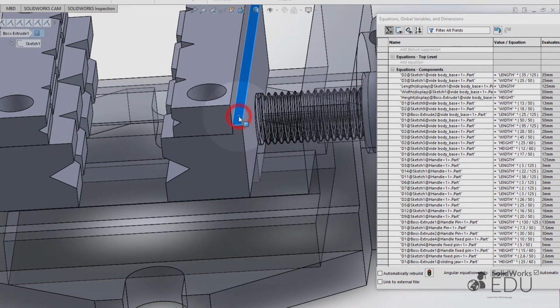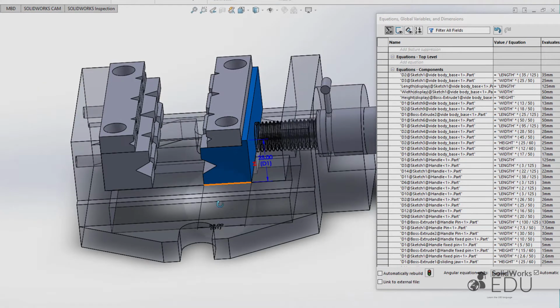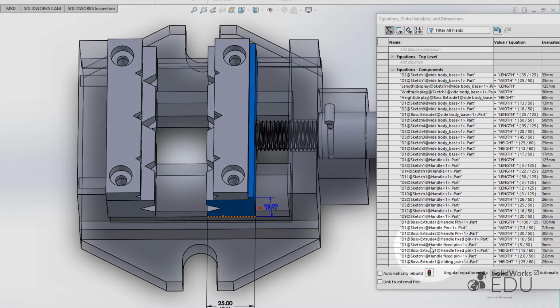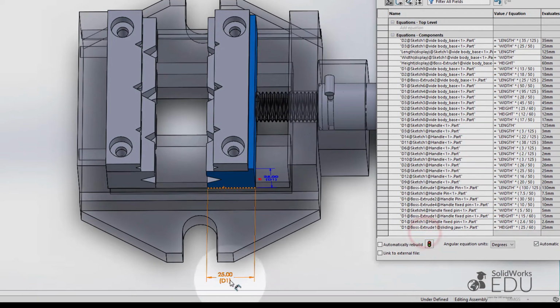Double click on the surface. Add equation. Length times parentheses 25 divided by 125.